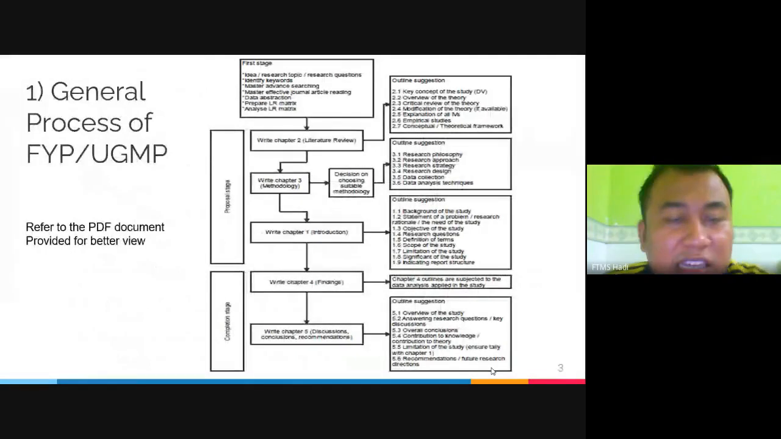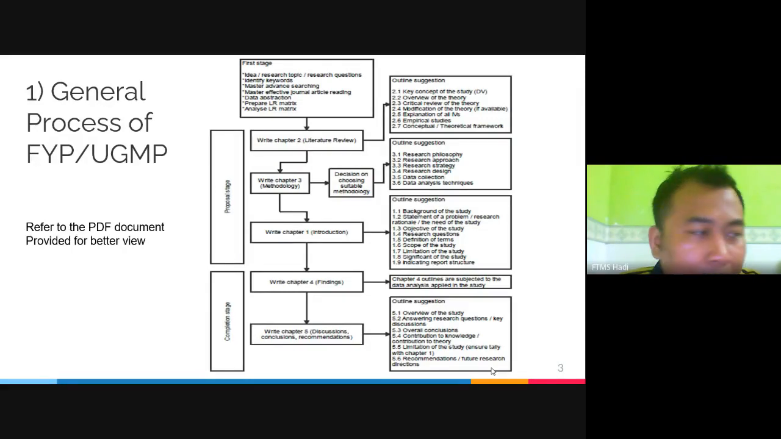First thing first, let's have a look at the general process of FYP and UGMP. Some people might say that I should do chapter 1 first. Some say I should do chapter 2 first, and some experts might go for chapters 4 and 5 first. If you ask me, there is nothing wrong with that. It depends, different people have different approaches. But from my perspective, it is advisable that we start with chapter 2 first.